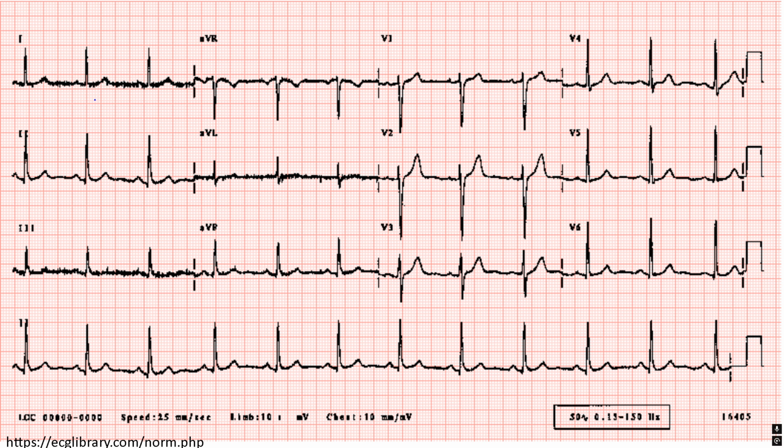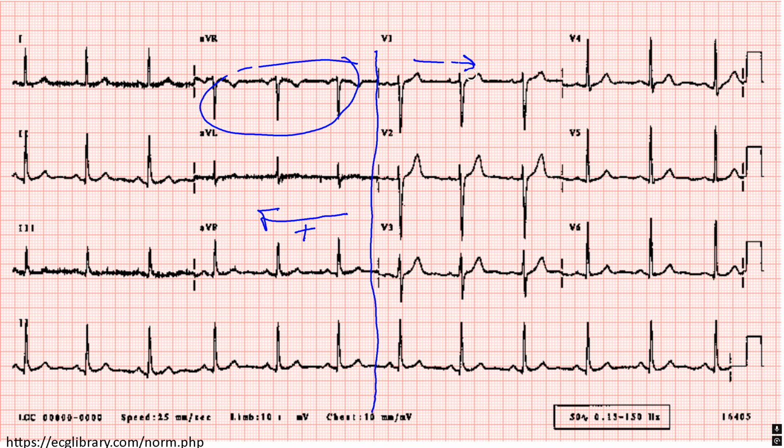Now, these are my rules, and this is how I remembered it. For a normal EKG, all I did was divide the EKG right down the middle. Everything on this side is supposed to be positive with the exception of aVR. aVR is inverted.